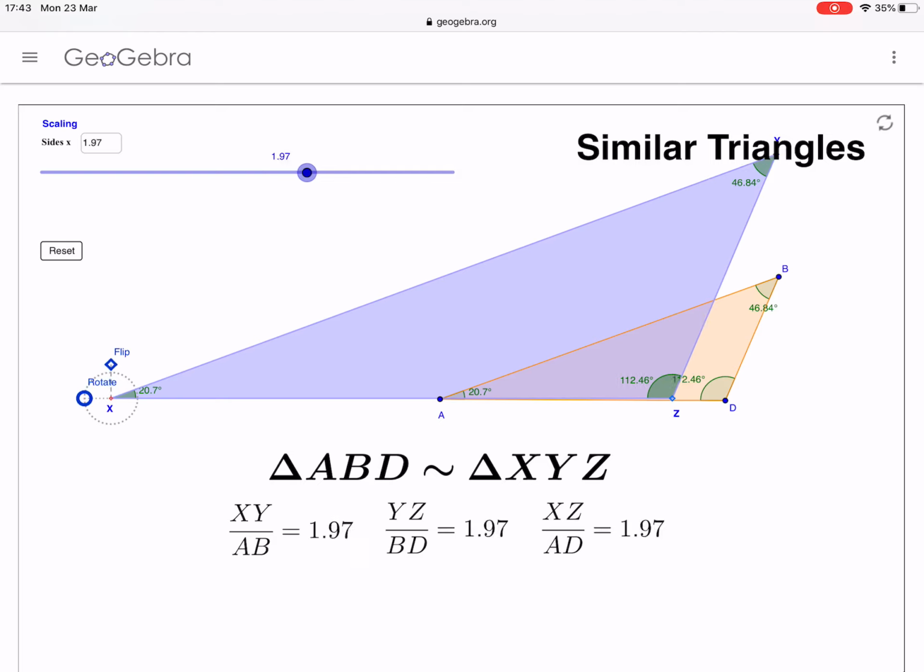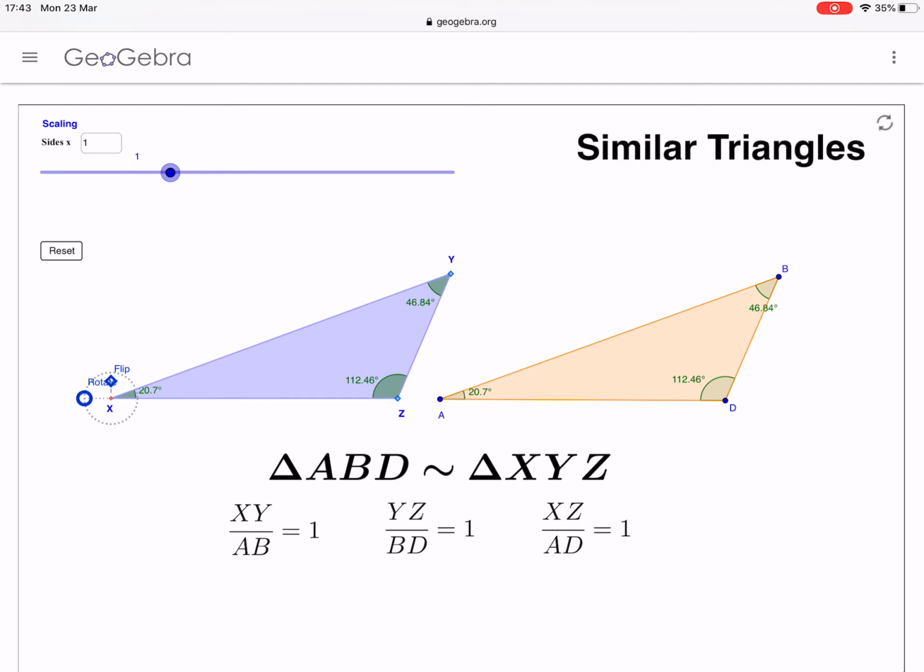Before, at 1, they are similar and congruent. They're the same size and shape, which means they are congruent. They are also similar because they are the same shape. The same shape is what makes them similar.